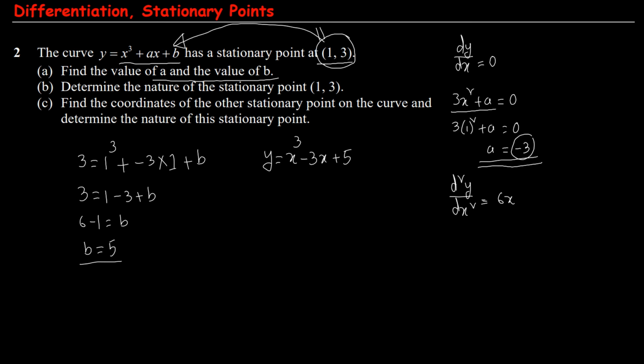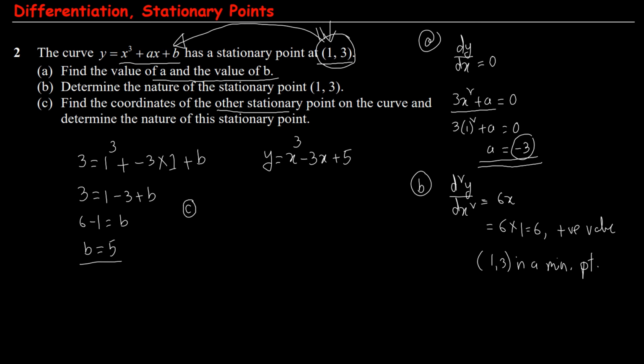Now put our value, x is 1. So 6 into 1 is 6, which is a positive value. So you can say (1, 3) is a minimum point. Done. Second part of this question done. This is the working of the second part, and that is the first part working. Now the next question is to find the coordinates of the other stationary point on the curve and determine its nature. Third part of this question.